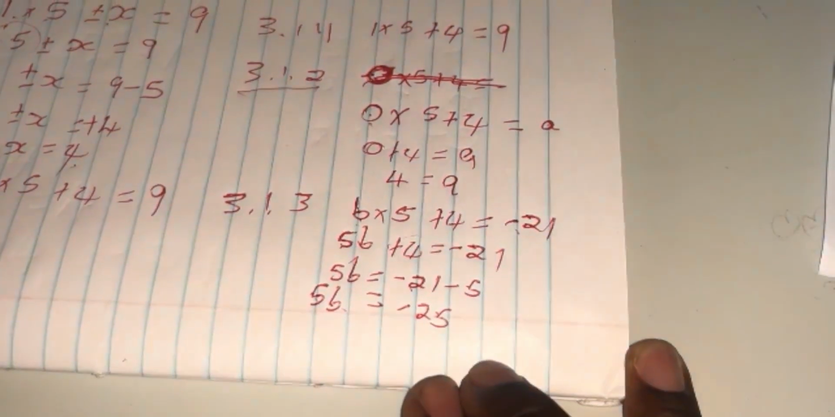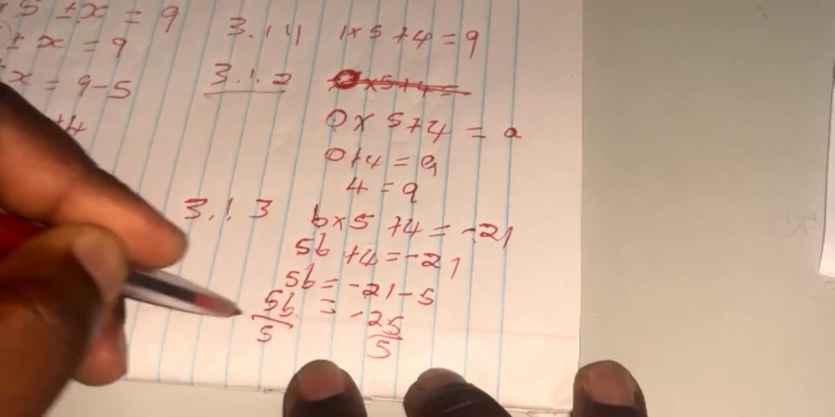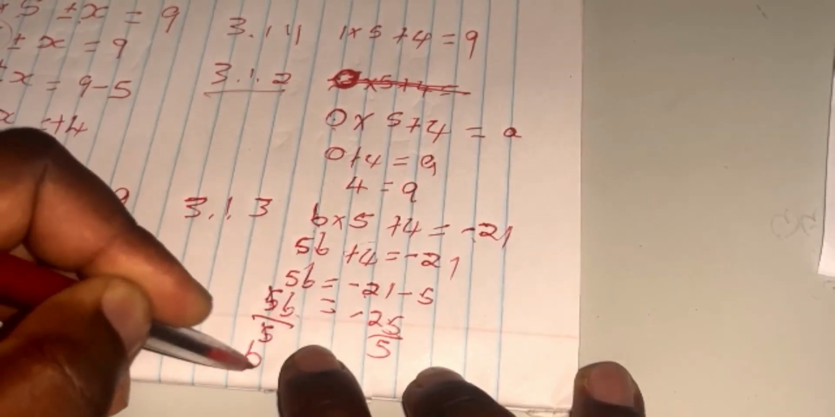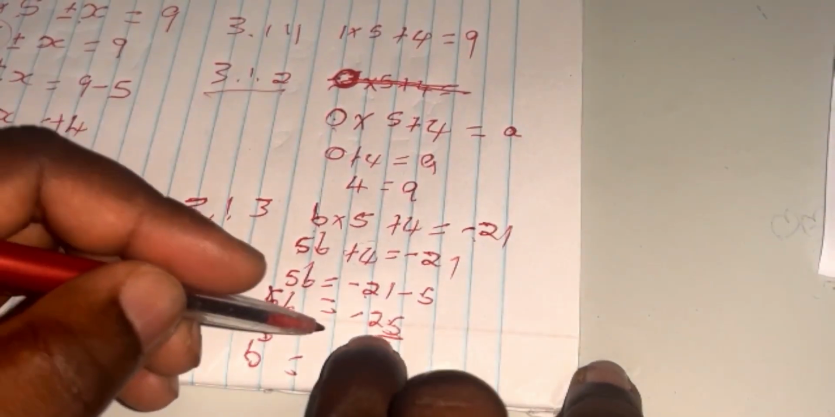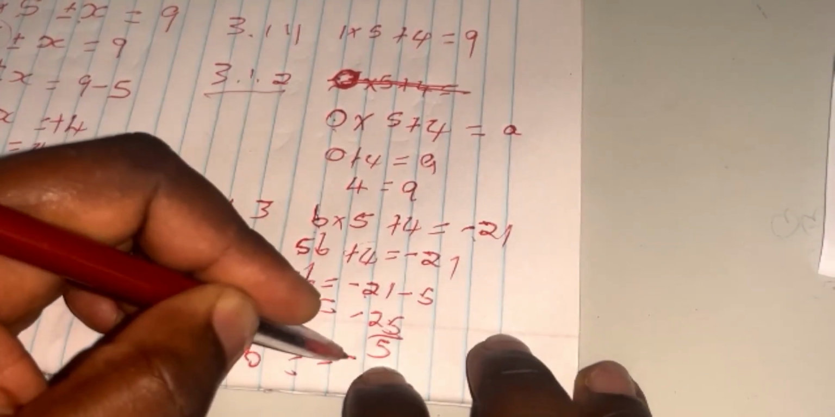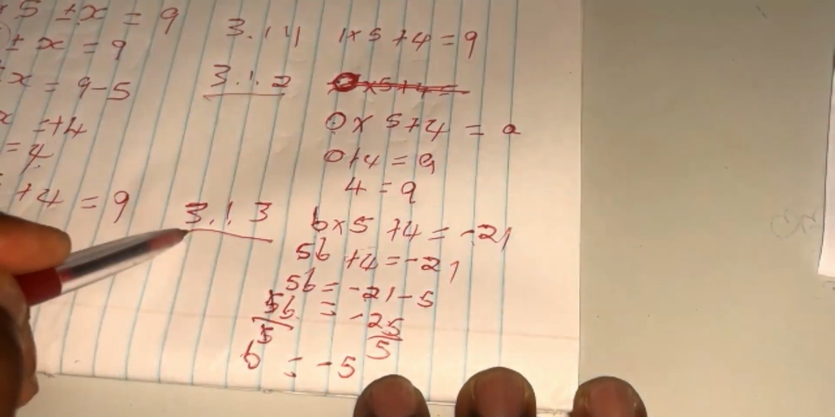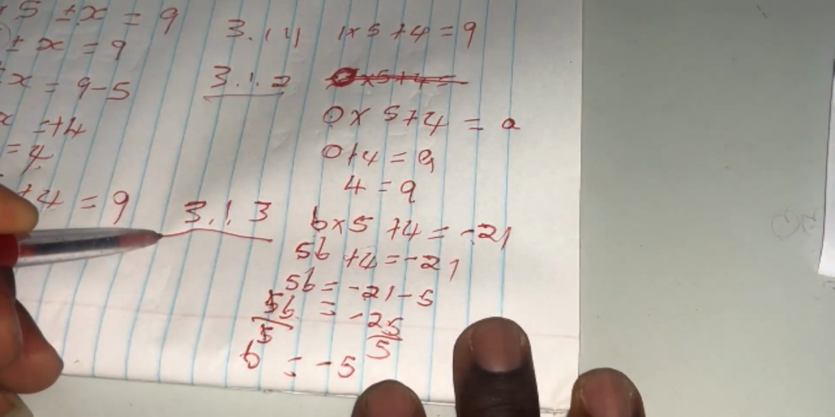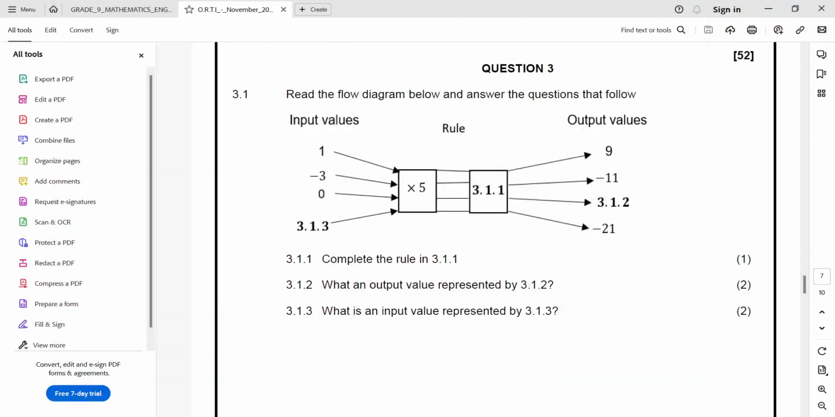Then how do I solve for B here? I have to divide both sides by positive 5. So 5 divided by 5 is 1, remaining with 1B, I'll just write B. Therefore, minus 25 divided by 5 is equal to negative 5. Then my correct answer for the input of 3.1.3 is equal to minus 5. That is how you will get all the marks for this one, which is 5 marks. Good. The next stage, let's meet on the next question. Thank you.